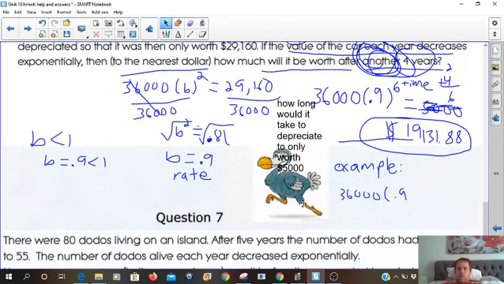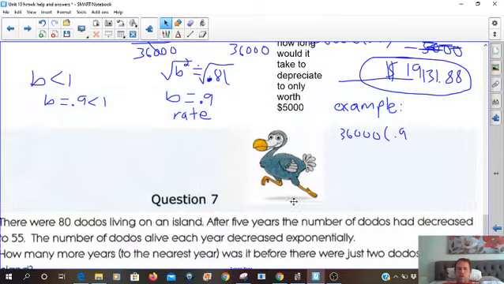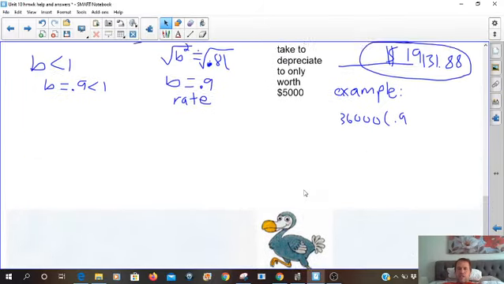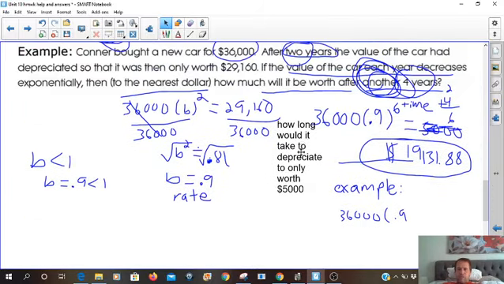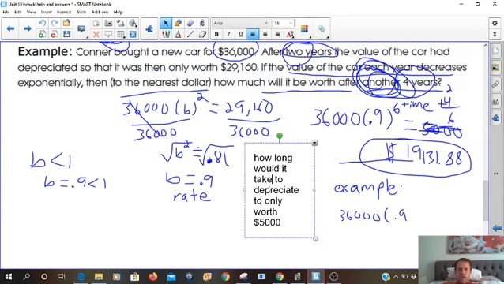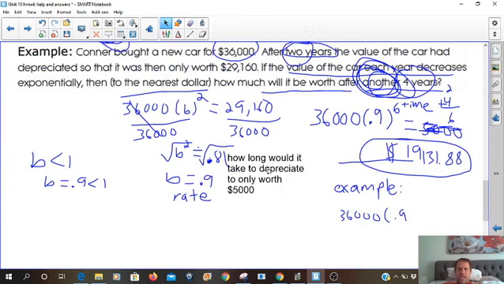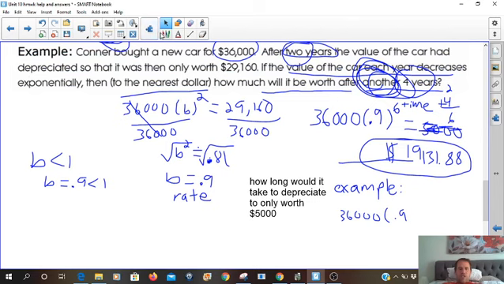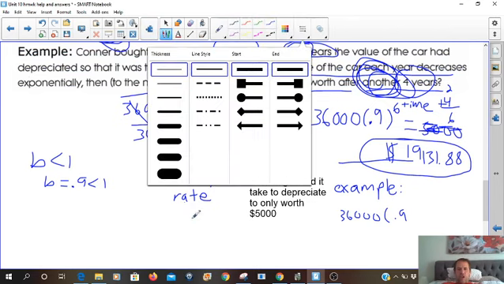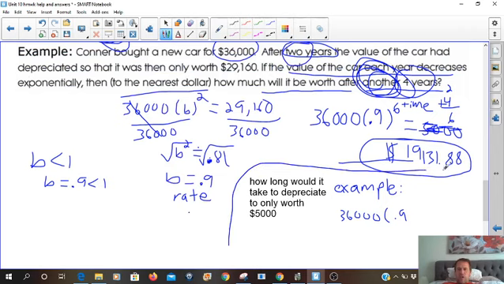Okay, so this is just another quick little example, not using the dodo bird, even though that's a fun example of decaying. How long would it take to depreciate to $5,000? If you understand, you can just carry on and don't have to watch this. Otherwise, I highly recommend you keep on going. So 0.9, let's say, to the t power. Again, this is just another example to help you with decaying, with a problem that might come up.